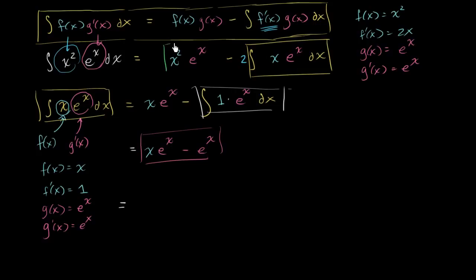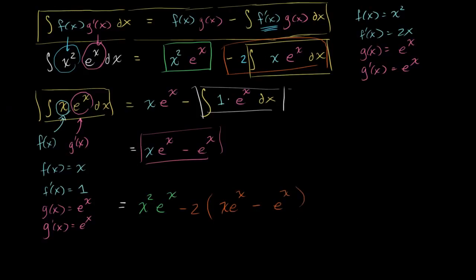It's going to be equal to x squared times e to the x minus 2 times all of this business. So minus 2 times, well, this antiderivative we just figured out is this, minus 2 times x e to the x minus e to the x. And now is a good time to put our plus c.